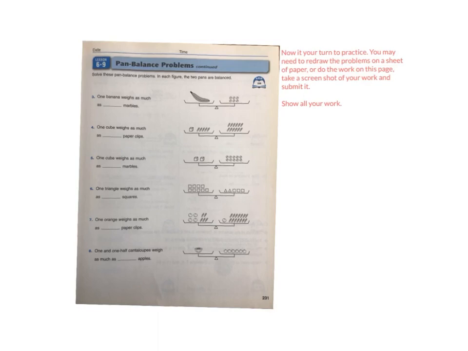In other cases, you're going to have to do some removing of the items. For instance, in number 4. You've got 1 cube and 5 clips on one side and a bunch of clips on the other side. So you're going to want to remove some of the clips so that you can figure out how many clips equals 1 cube.